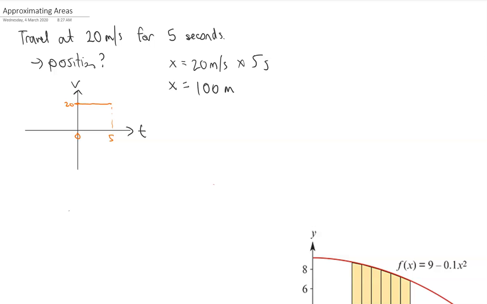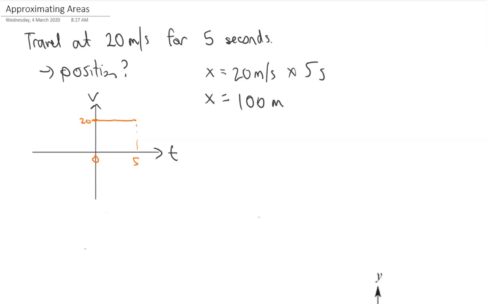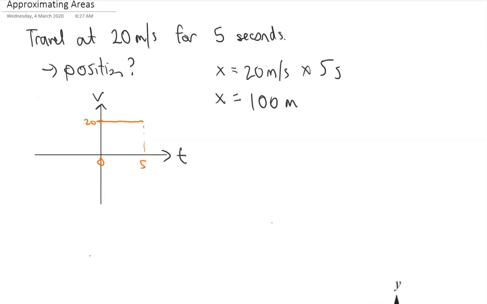On that graph, what characteristic of the graph gives me the same information that I just calculated, 100 metres? What characteristic of the graph gives me that position? The area, yeah. So if I was to shade in this area here, that's a rectangle with a length of 5 and a width of 20, so its area is 100 metres. Is that okay?